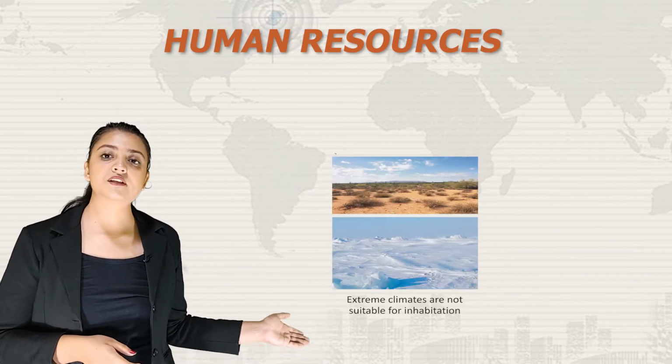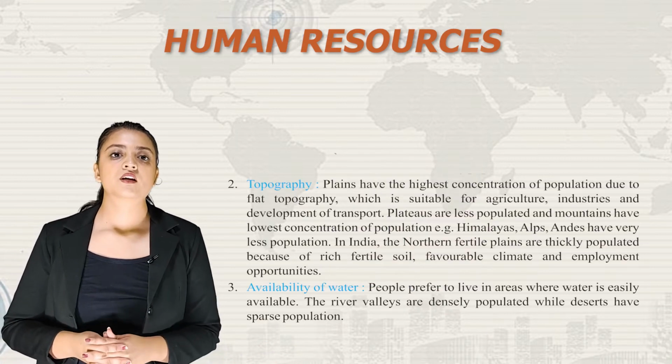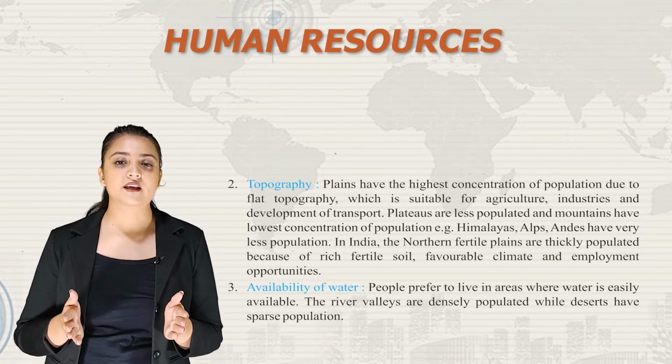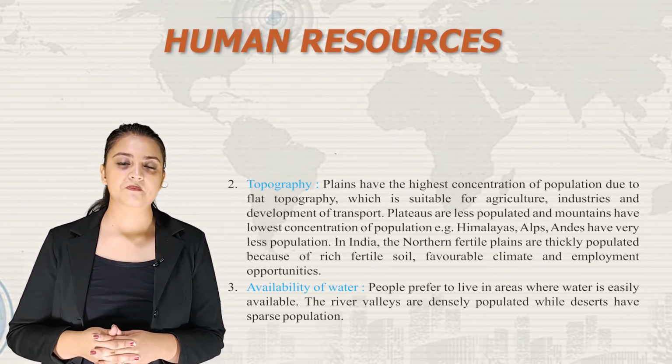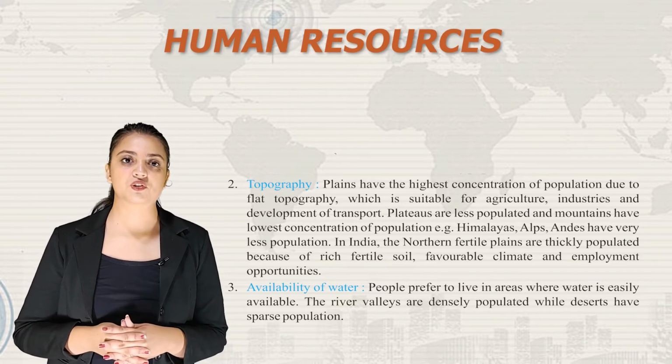Here is an image of extreme climates that are not suitable for inhabitation. Third, we have availability of water. People prefer living in areas where water is easily available. The river valleys are densely populated while deserts have sparse population.